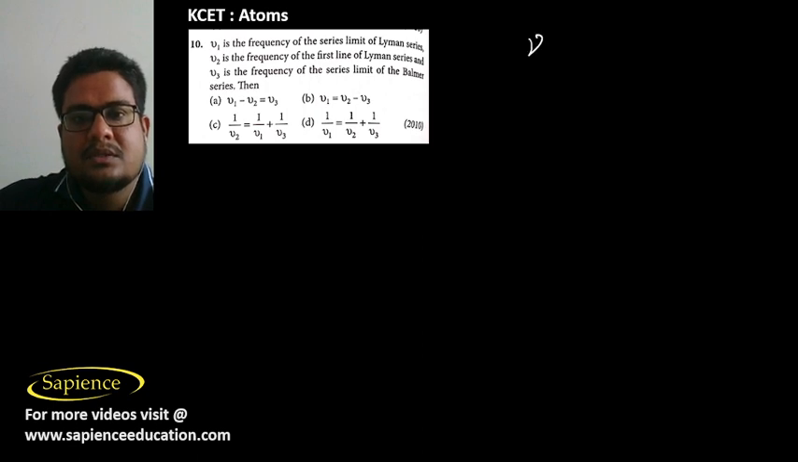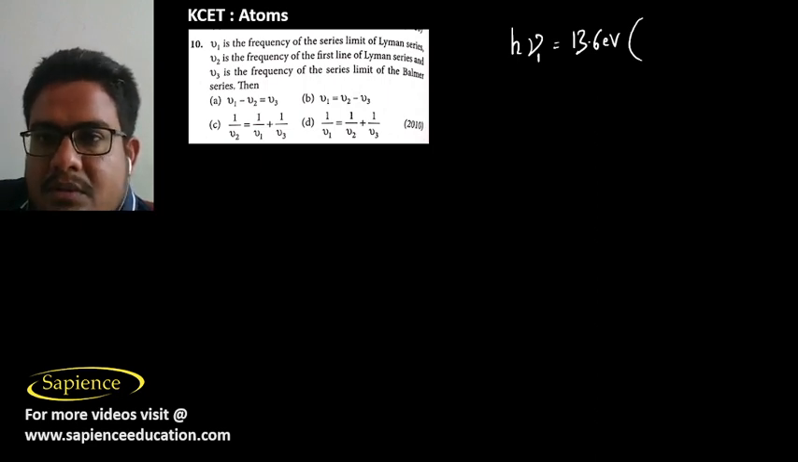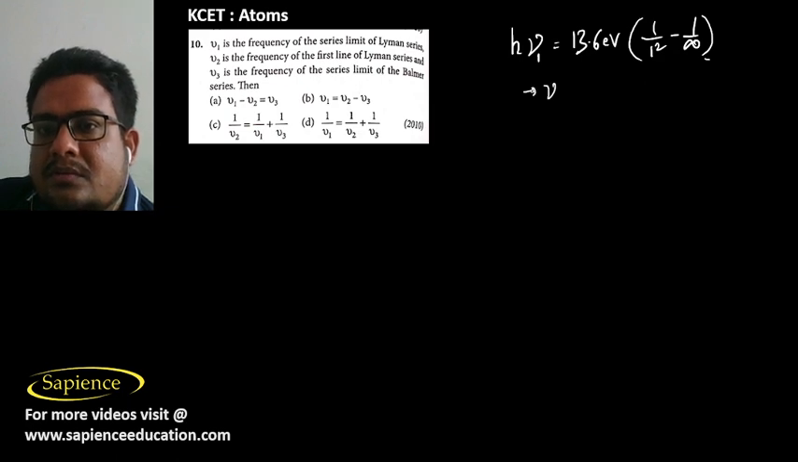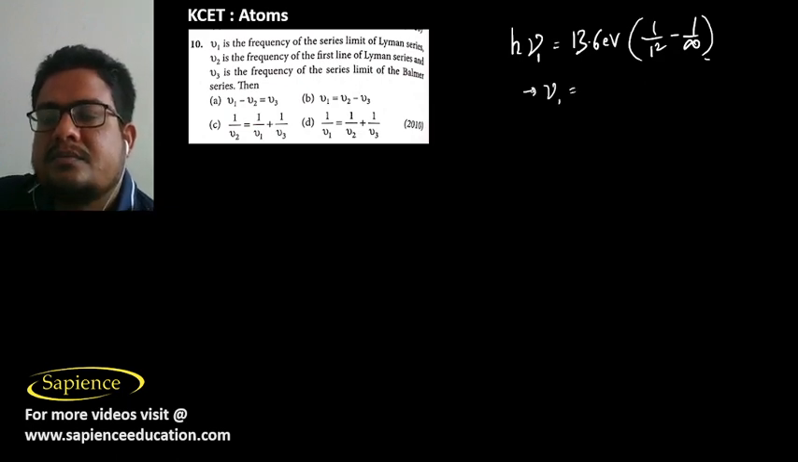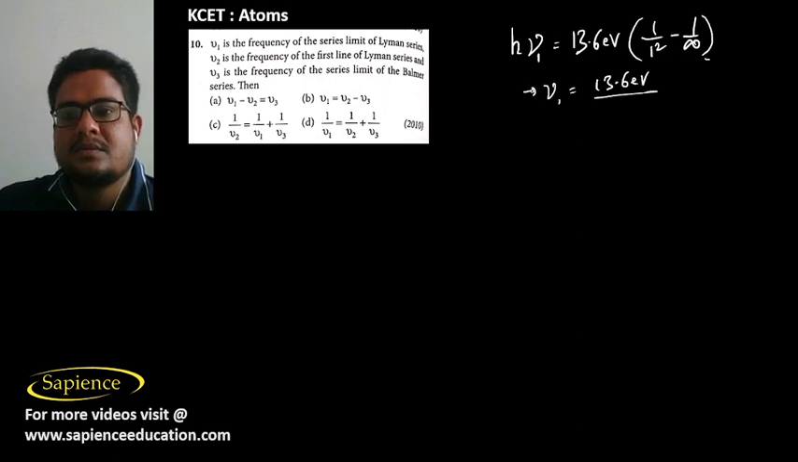So we can say that h mu1, that is the frequency of the series limit of Lyman series, will be equal to 13.6 electron volt into the series limit. So that is going from infinity to 1, that is 1 by 1 square minus 1 by infinity square. Therefore mu1 is 13.6 electron volt divided by Planck's constant.